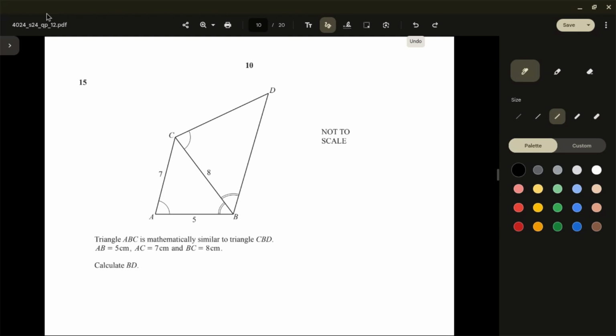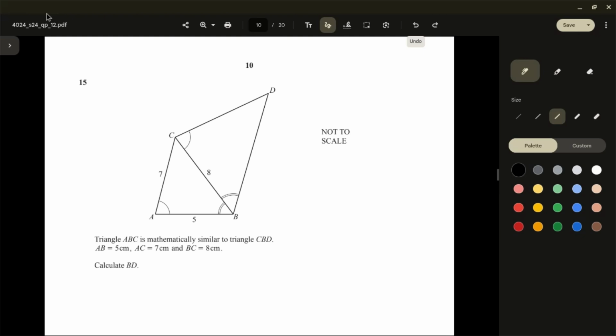505 minus 245. 5 minus 5 gives us 0, then you cannot subtract 4 from 0, so we borrow, and subtracting 6 and 4 will give us 260. So 505 minus 245 will give us 260. So the upper bound of the difference between the mass of the large box and the mass of the small box is 260 grams. Moving on to the next question.